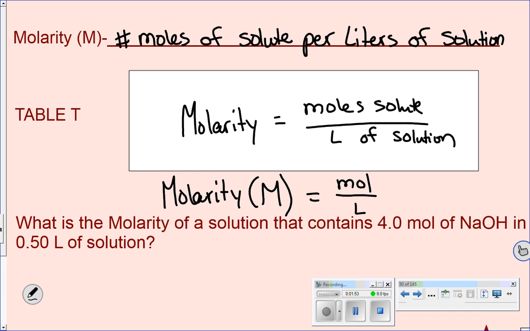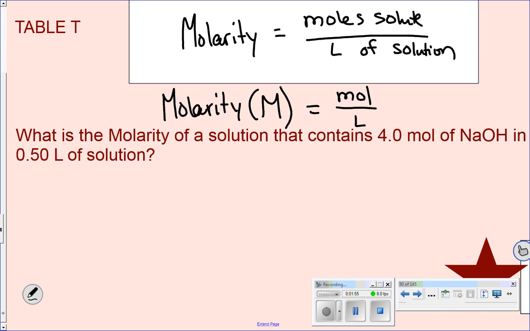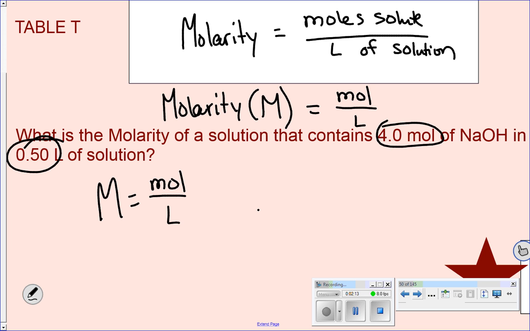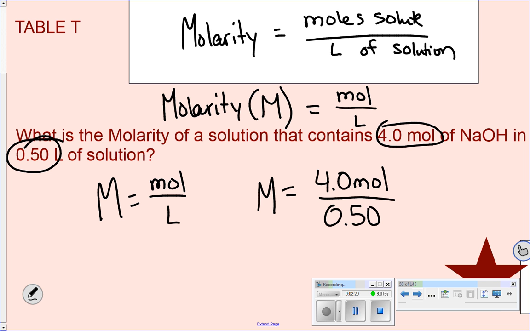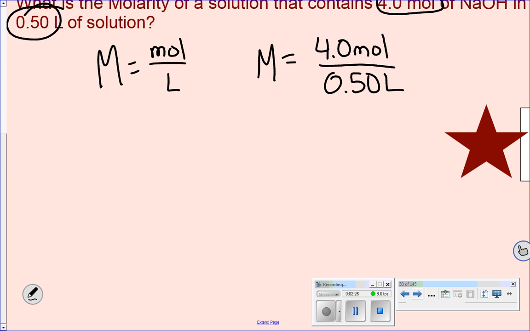So if we want to calculate the molarity of a solution that contains 4 moles of sodium hydroxide in 0.5 liters of solution, molarity equals moles per liter. We have 4 moles of our solute, 0.5 liters of solution. So we would simply do 4 moles over 0.5 liters. It's a nice time to review significant figures as well. So you're going to do your 4 divided by 0.5, which gives you 8.